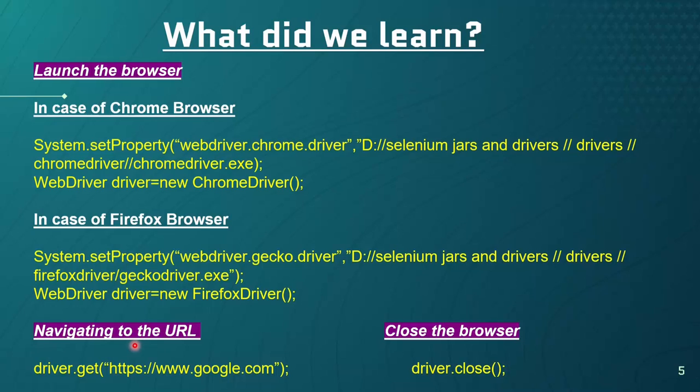Next, we learned how to navigate to a particular URL. Simply, we will use the driver.get command. The get command is used to navigate to a particular URL. You have to enter the full URL, the entire URL, including the HTTPS. Then we learned how to close the browser. That is, we are using the close command, that is the driver.close command.